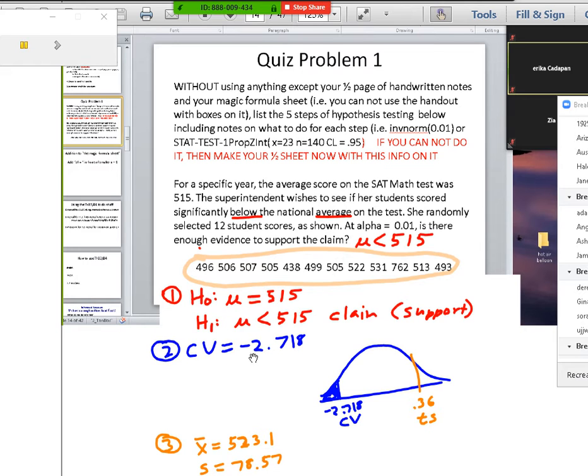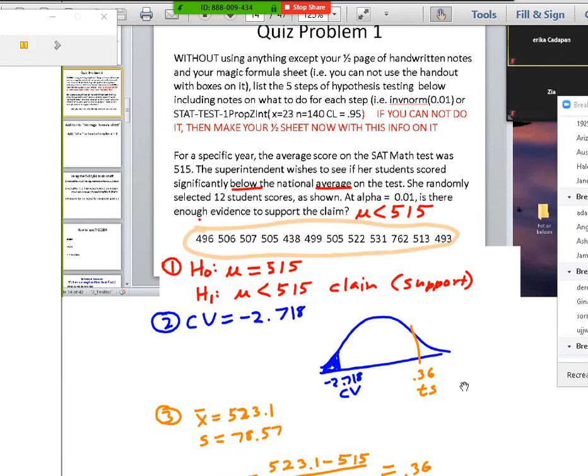Then I find the critical value. My alpha was 0.01. This is left-tailed, so I'm going to draw a little picture. Less than is left-tailed, so I'm going to shade on the left, and I'm going to look it up in my table. It is 12 students. Actually, I can just do it down here.